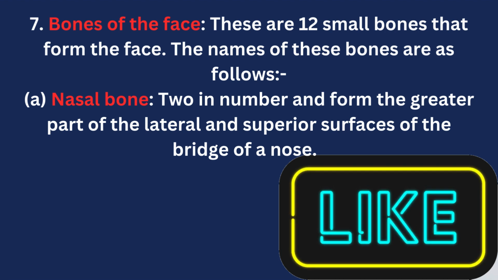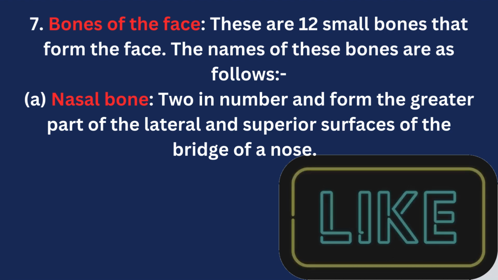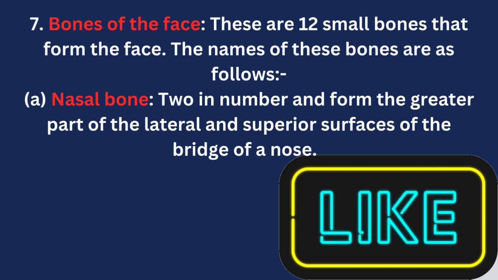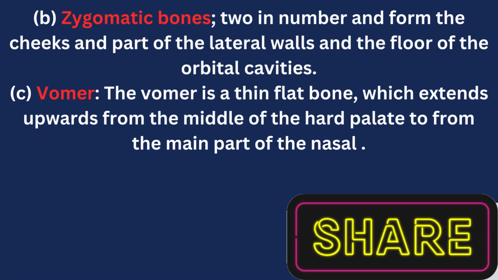7. Bones of the face. These are 12 small bones that form the face. The names of these bones are as follows. A. Nasal bones. 2 in number and form the greater part of the lateral and superior surfaces of the bridge of the nose. B. Zygomatic bones. 2 in number and form the cheeks and part of the lateral walls and the floor of the orbital cavities.